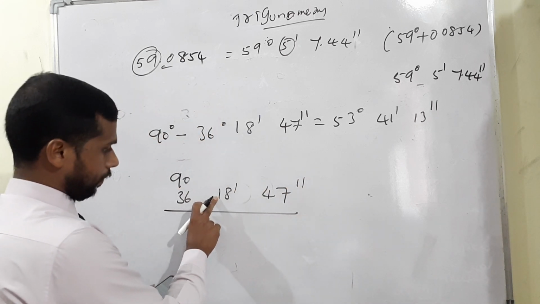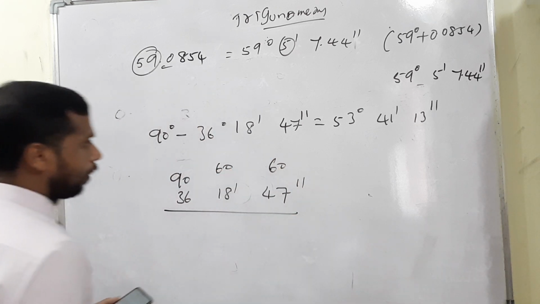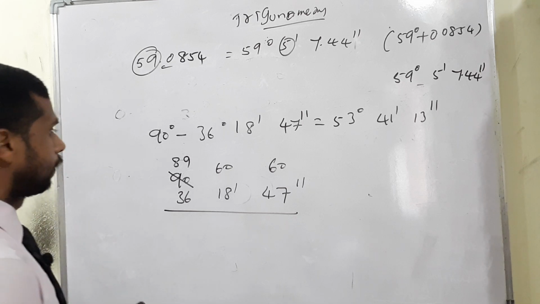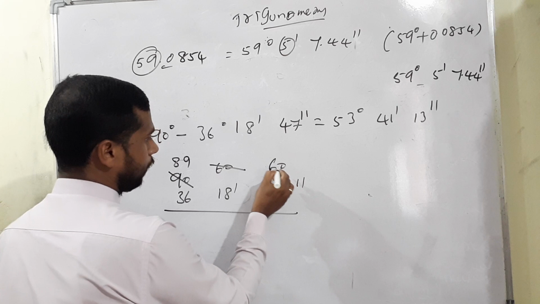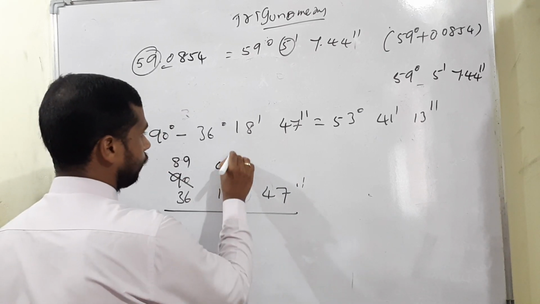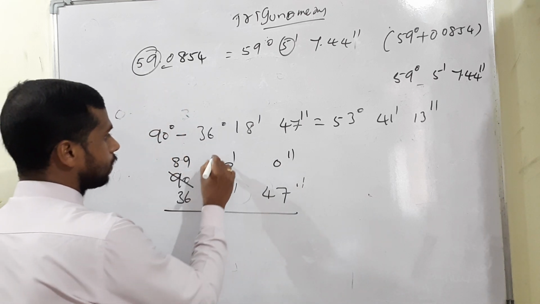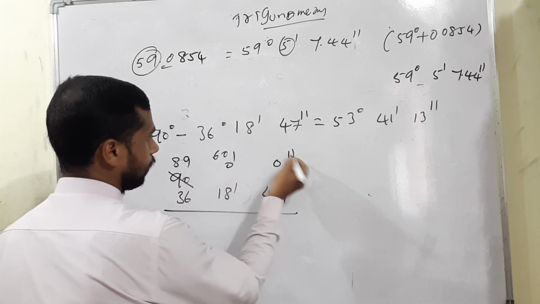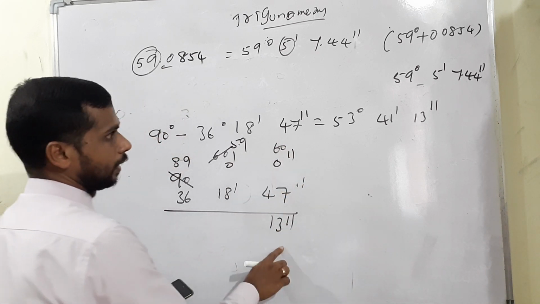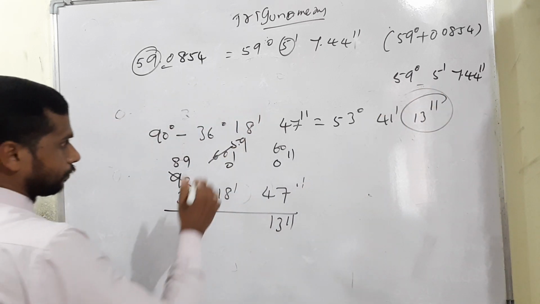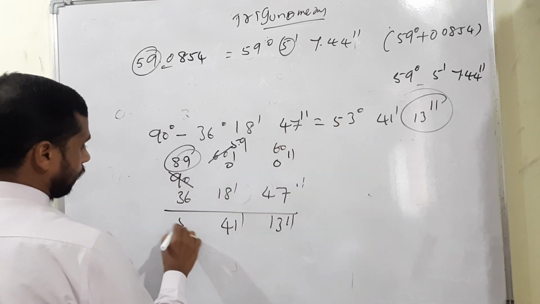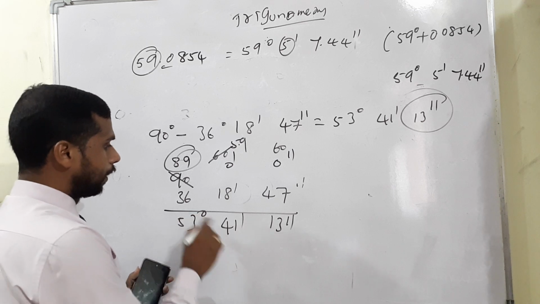Each and every time, minutes means a difference of 60, and seconds also 60. Now what will happen? Borrow: the 90 first borrows, so 89 will come. Next, there is again a borrow, here we convert to 60. Sorry dear, first there is 0 minutes and 0 seconds. So borrow, here comes 60. Here comes 60. Next, once again borrow, there is 59. Now 60 minus 47, what value will come? 13 seconds. 59 minus 18 is 41 minutes. 89 minus 36 is definitely 53. Now the value we have is 53 degrees 41 minutes and 13 seconds.